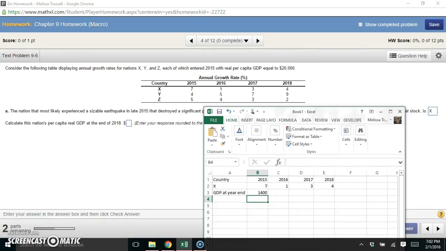No, because that's how much my GDP grew. So I take what I started with, and then I want to add this to it. So in fact, what I have is my 20,000 times 0.07, and then I want to add to it my 20,000. Or another way to look at this is that I'll multiply by 1.07.